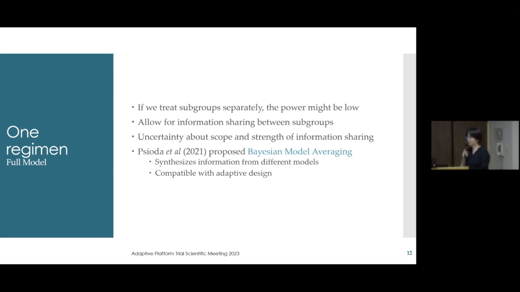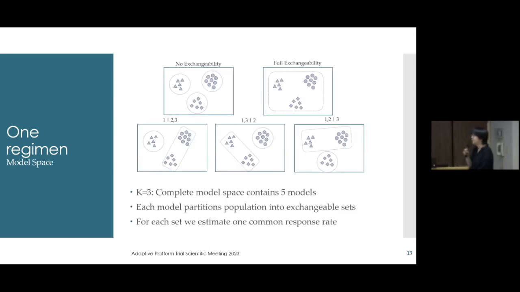And meanwhile, we want to account for the uncertainty about our information sharing model. Dr. Sayota and his colleagues proposed Bayesian model averaging for basket trials. This method synthesizes information from different models. And also this method is compatible with adaptive design, which means that the basket can be closed due to futility or efficacy.